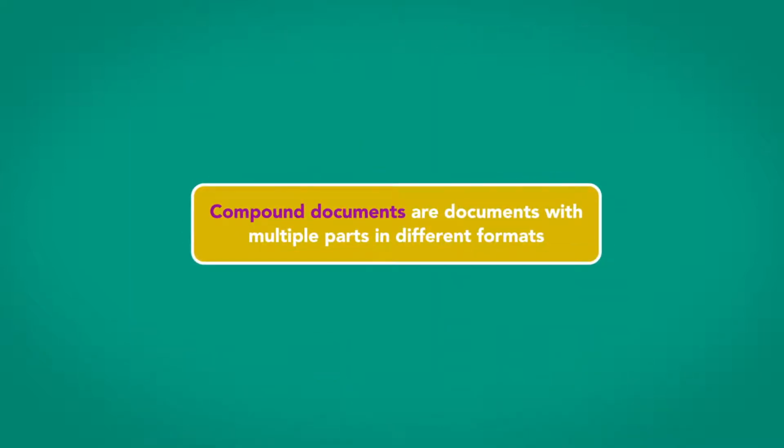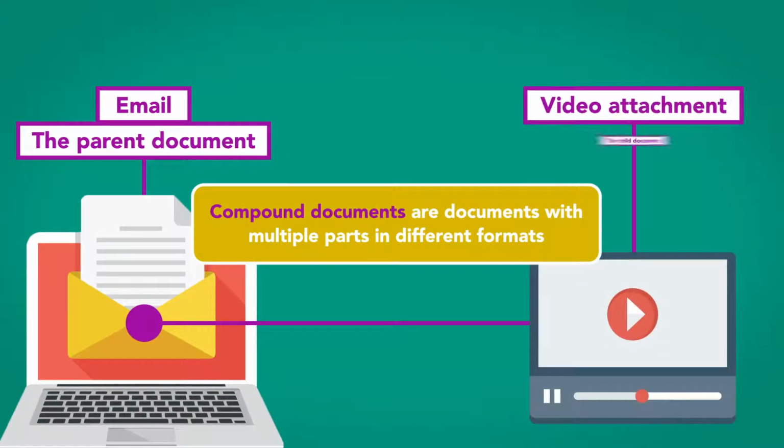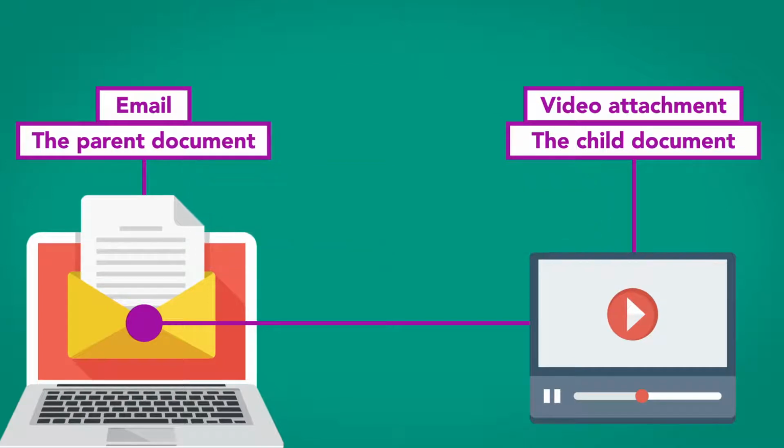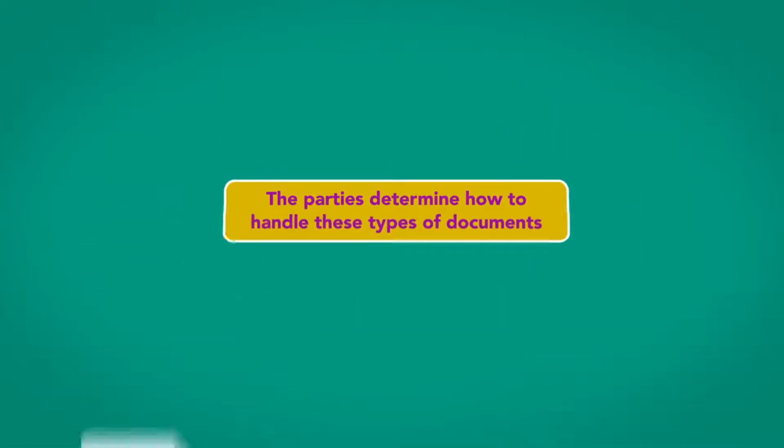Compound documents are documents with multiple parts in different formats, such as an email, the parent document, with a video attachment, the child document. One parent document can have many child documents. The parties determine how to handle these types of documents.